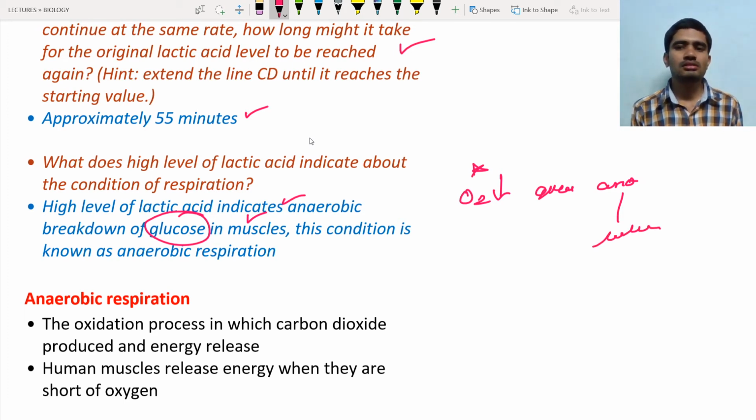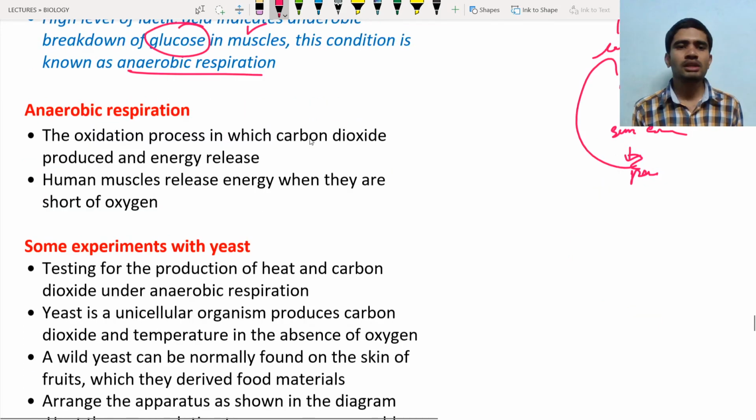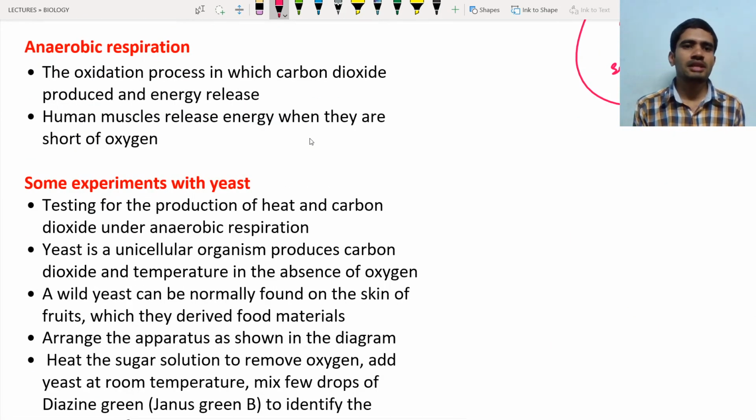This process releases less energy when compared to the sugar, but at the same time it also produces some amount of energy, and it causes pain also. Why? Because lactic acid causes some amount of pain in the muscles. It is known as anaerobic respiration. So the next is anaerobic respiration. In it, the oxidation process of the glucose molecule will be seen.